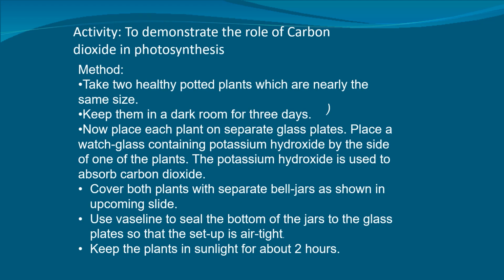Now, place each plant on separate glass plates and place a watch glass containing potassium hydroxide by the side of one of the plants. Students, note here, the potassium hydroxide is used to absorb carbon dioxide. So, in the first setup, the plant will be able to absorb carbon dioxide, while in the second setup, the plant will not be able to absorb carbon dioxide because we will cover both plants with separate bell jars. Use Vaseline to seal the bottom of the jars to the glass plates so that the setup is airtight, and keep the plants in sunlight for about 2 hours.